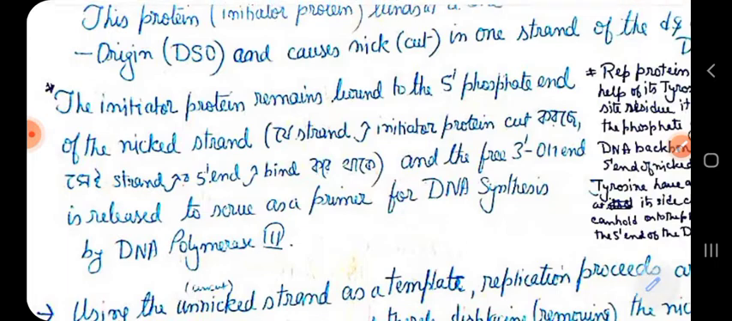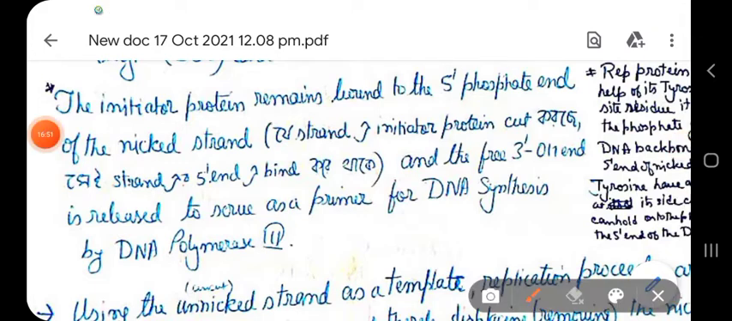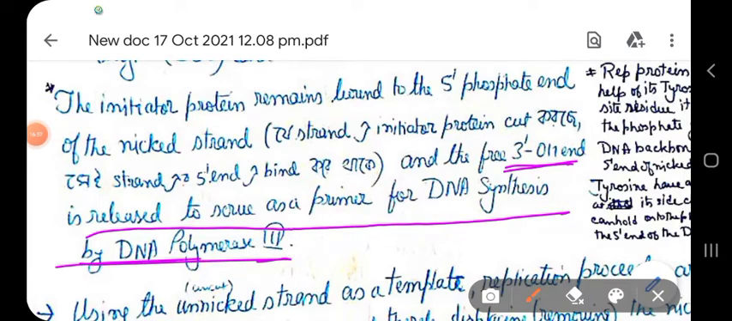The tyrosine residue of its active site binds, and the free 3' OH end is released to serve as a primer for the DNA synthesis by DNA polymerase 3. So the 5' end of the cut strand is bound by the REP protein in case of plasmid, or you can say the initiator protein. What about the 3' end? The 3' end is free. The 3' OH end is free. It will be released and will serve as a primer for the DNA synthesis done by DNA polymerase 3.